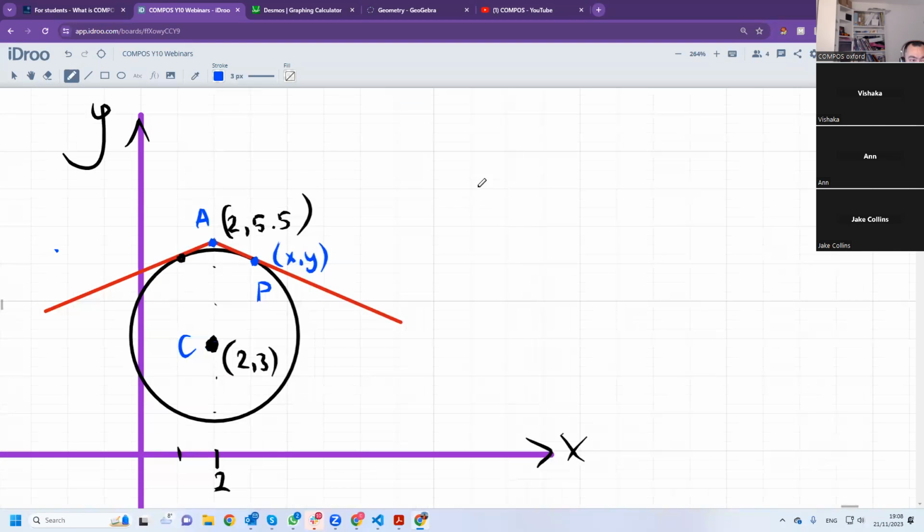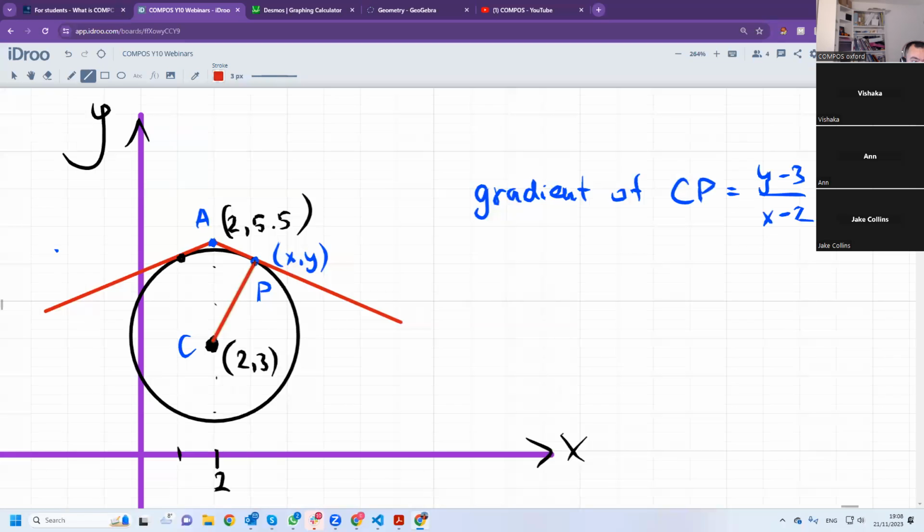So the gradient of CP. Gradient of CP is equal to change in y over change in x. So it's (y minus 3) divided by (x minus 2). I think that's going to come in handy. Okay, so that's the first thing I've noted.